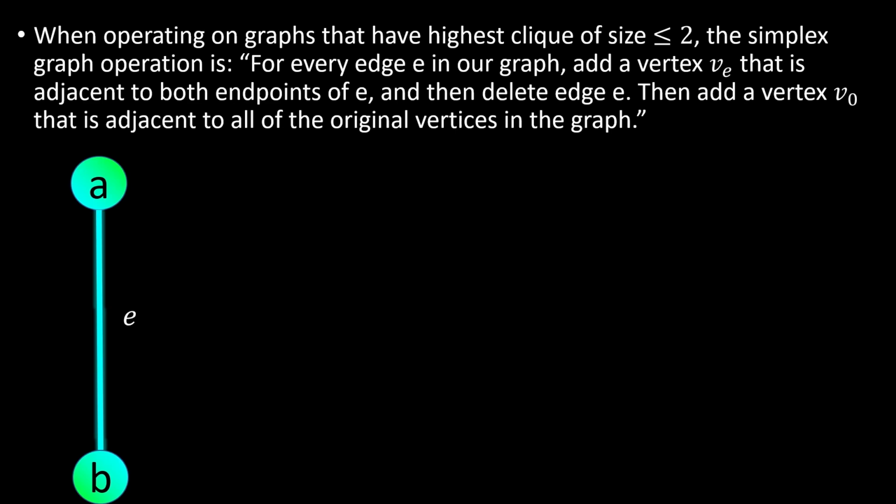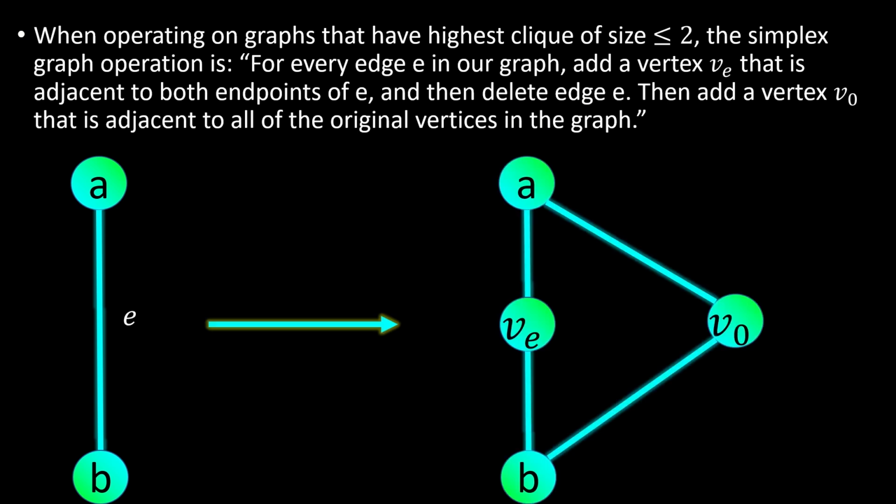For this, I'd like to rethink how we see the simplex graph operation. When we operate on a graph that has a highest clique of size 2 or smaller, the simplex graph can be thought of like this. Replace each edge E with a vertex v sub E adjacent to the endpoints of that edge, and then add another vertex v sub 0 that is adjacent to every original vertex in the graph.